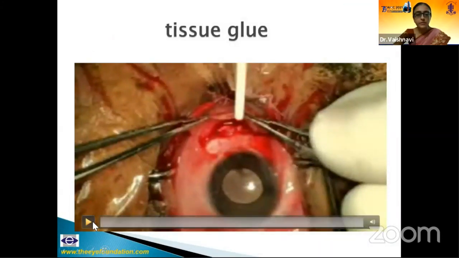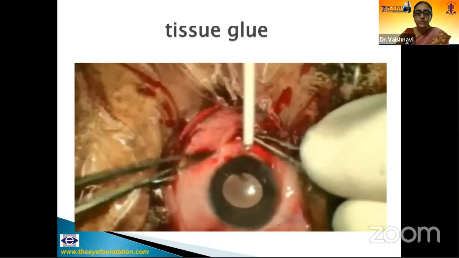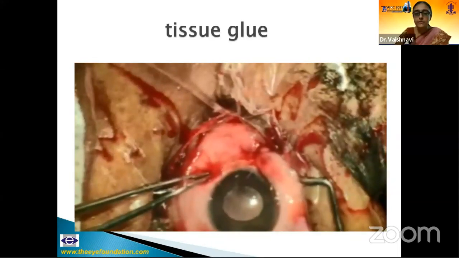The conjunctiva can be closed with either tissue glue or with the 8-0 Vicryl suture according to the surgeon's convenience.